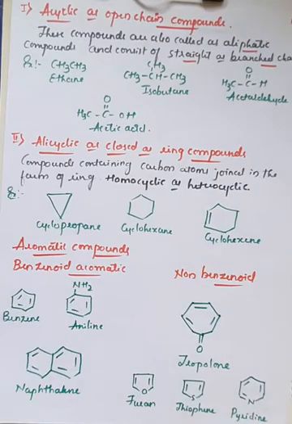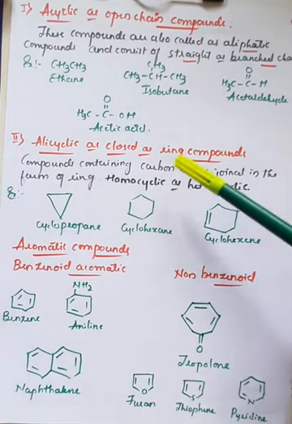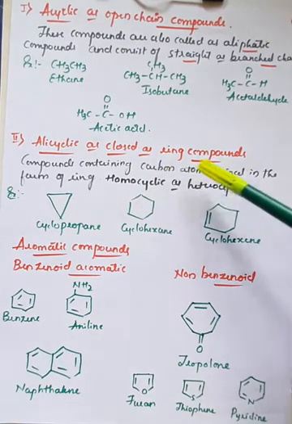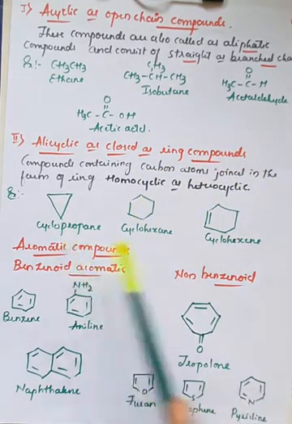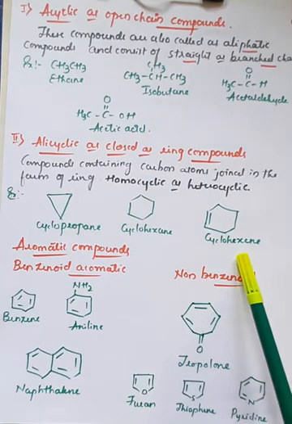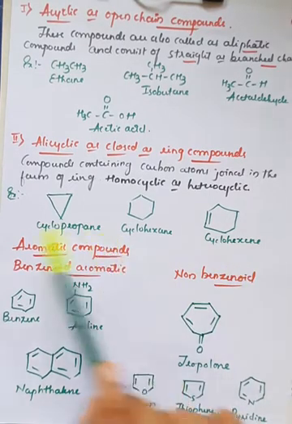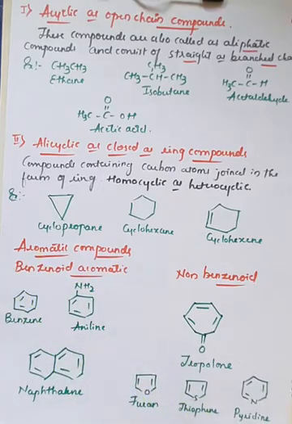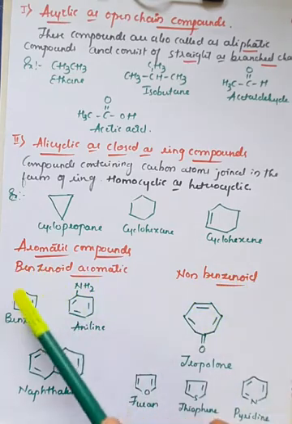Here I have written some examples regarding alicyclic compounds. It is also called closed chain, or ring compounds: cyclopropane, cyclohexane, and cyclohexene, right? Further, the aromatic compounds. The next classification is aromatic compounds, and these are generally classed as benzoid aromatic compounds, and the second one is called non-benzoid aromatic compounds.